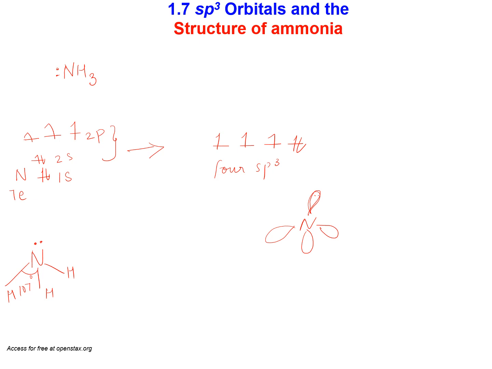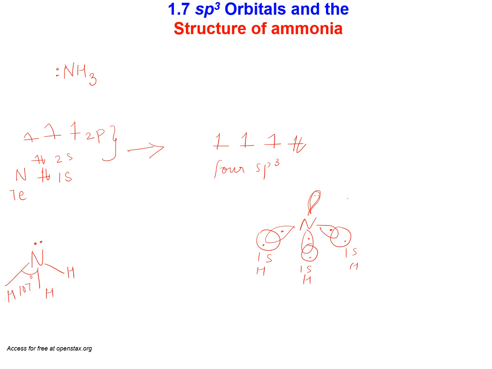One of them occupies a lone pair, so I'm going to draw this one out, and then these 3 are going to overlap with 3 1s orbitals of the hydrogen atom. So this is 1s of hydrogen, each having 1 unpaired electron. So we have 1 electron from the nitrogen, right? So these 1 electrons, and then hydrogen also has 1 electron, and that's how ammonia is formed.